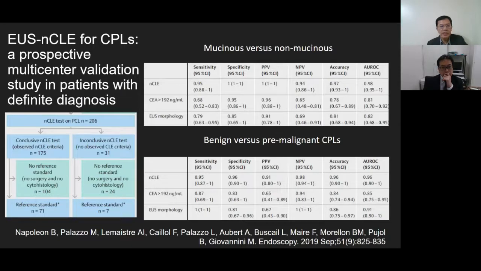Similar results were confirmed in another study from another big European group, published in the same year, 2019. Napoleon and his colleagues, in a multi-center study, differentiated between mucinous versus non-mucinous with an accuracy of 97 versus 78. And benign versus pre-malignant, confocal 96 versus 84 for CEA alone. So it shows almost similar results, and there are also a few studies confirming higher results of confocal over the conventional method.